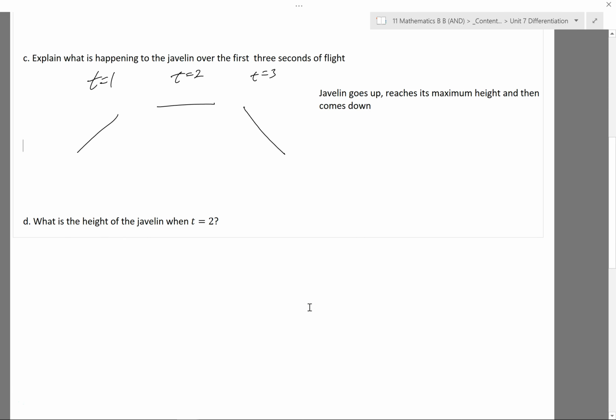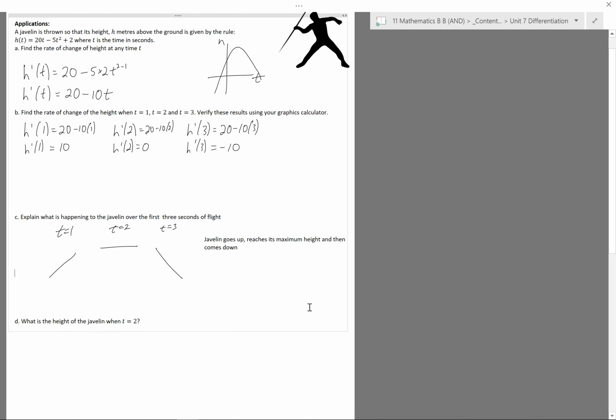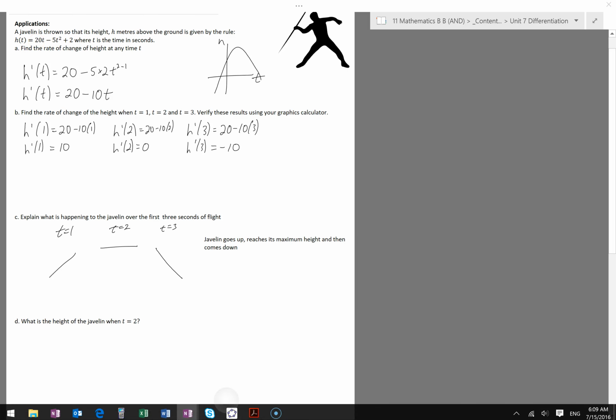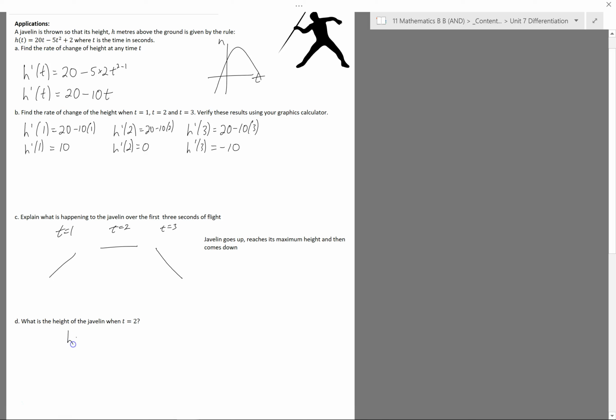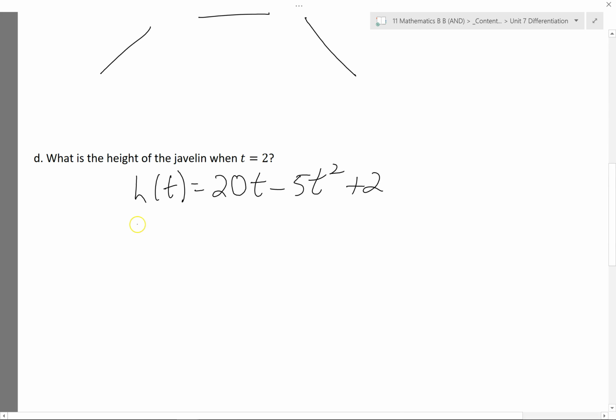What's the height of the javelin when t equals 2? When it asks directly for the height, that's the original function. This h of t, 20t minus 5t squared plus 2. It's asking us to evaluate the actual height, so it means substitute 2 into here.